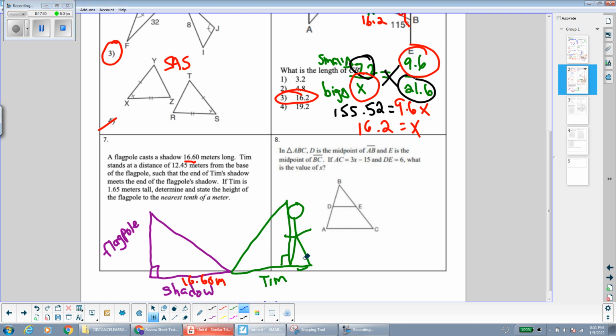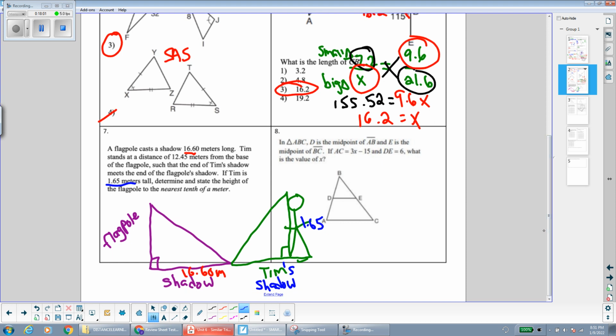So here we have Tim, and at the bottom where Tim is standing, because shadows are on the ground, we have Tim's shadow. And it tells us here that Tim is 1.65 meters tall. And what we need to do is determine the height of the flagpole to the nearest tenth of a meter. So we're going to be using similar triangles here.